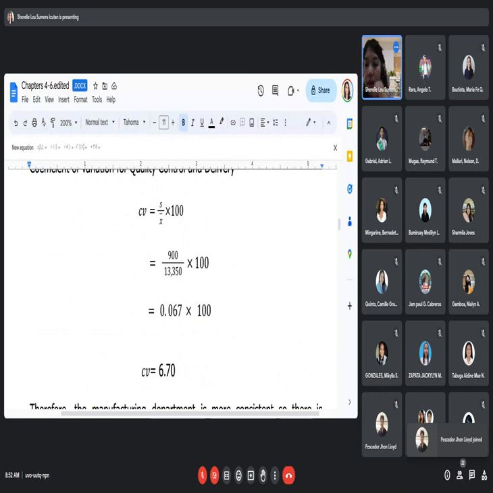Sundan nyo? Ay, Jan Lloyd, saan ka galing? Kasi join mo, paalis na kami.